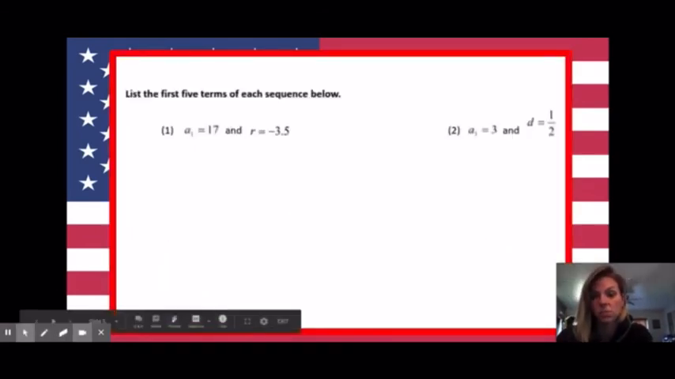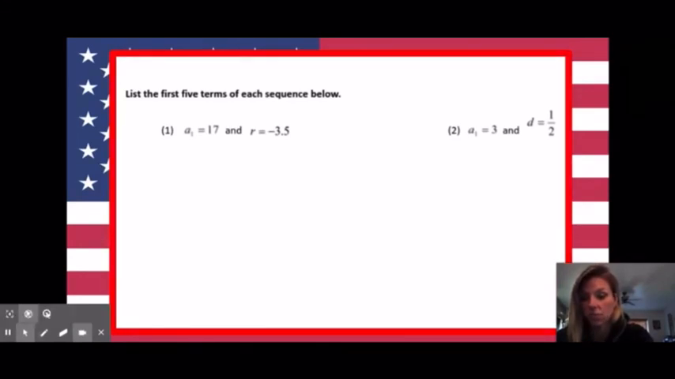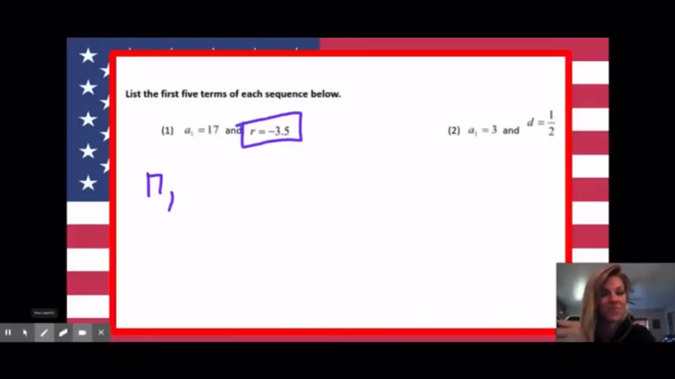Let's look here. This one says list the first 5 terms of the sequence below. They gave me a sub 1, and then they gave me the pattern, and you have to understand what the pattern means. So a sub 1 is 17. So my first number is 17. To get to my second number, if R is negative 3.5, am I going to subtract 3.5? No! Remember, R means that it's geometric. So really, if R is negative 3.5, R is times negative 3.5.